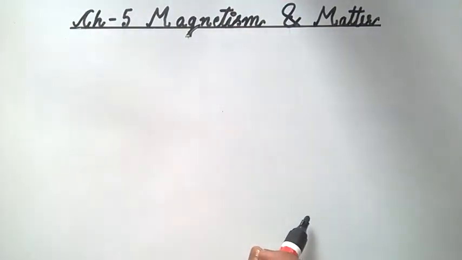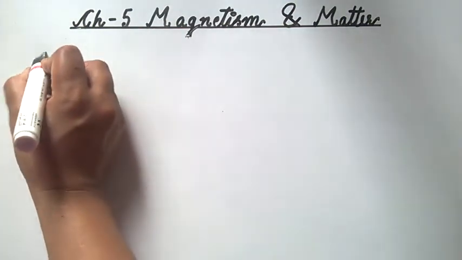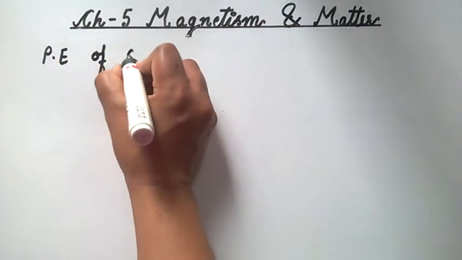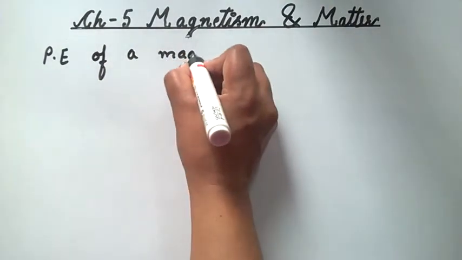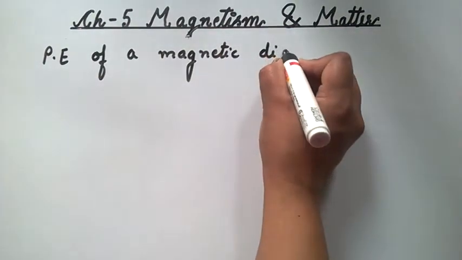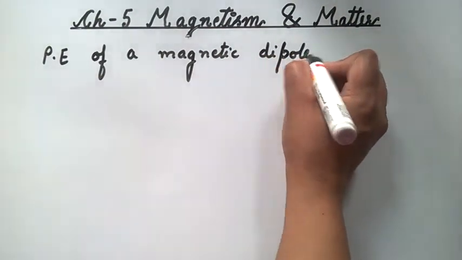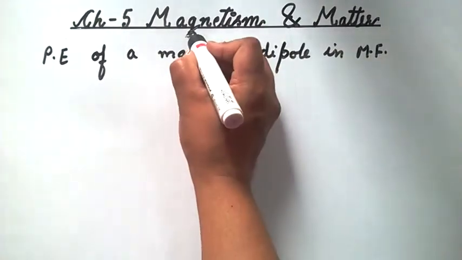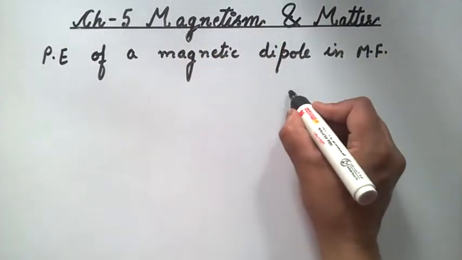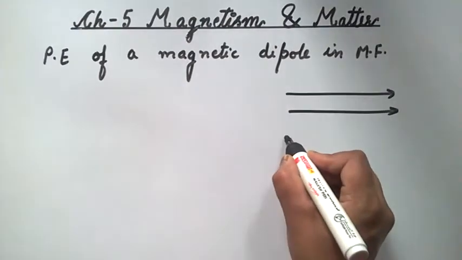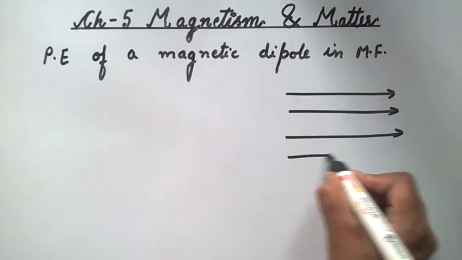In continuation with chapter number 5, that is magnetism and matter, now let's study another topic, that is potential energy of a magnetic dipole in magnetic field. We have studied that when we place a magnetic dipole, in the form of a magnetic compass needle, in a uniform magnetic field.